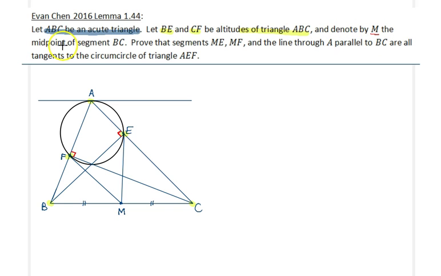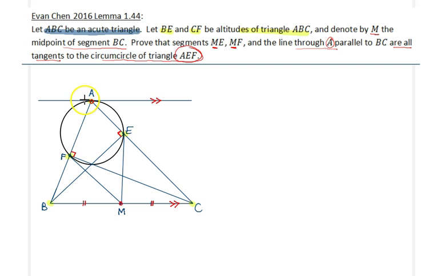Moreover, M is the midpoint of segment BC. So M is this point, and obviously I have marked these equal line segments here, so therefore BM is equal to MC as well. We would like to show that ME, MF, and the line through A parallel to BC, so this line, which is parallel to BC, are all tangent to the circumcircle of triangle AEF.